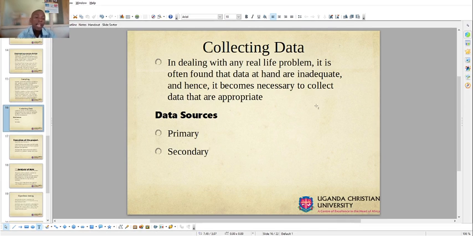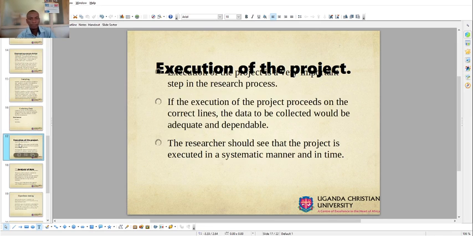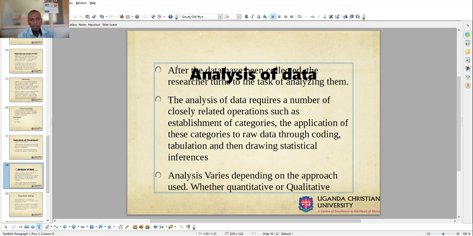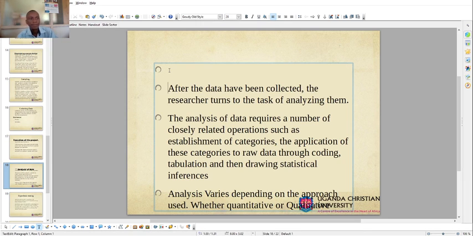You may find that it will be hard for you to get secondary data, but you need to go and get first-hand information. That's primary data. Then the other step is the execution of the project. This is an important step in the research. You carry out the entire project. You go to the field, you collect data. You put into practice what you said you would do.